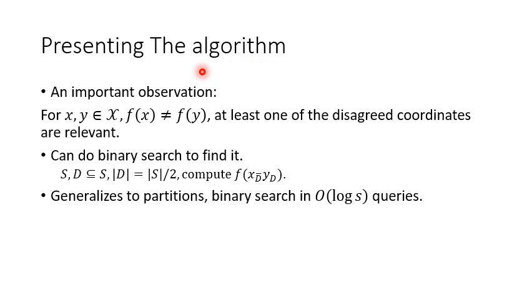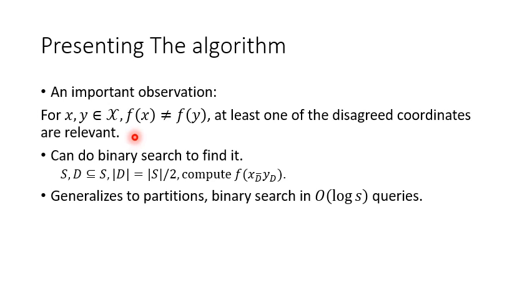Now that we have finished with the preliminaries, we can start displaying the main contribution of this paper. We'll start with the main algorithm. So an important observation, and a simple one, is that for two inputs, if f disagrees on these two inputs, at least one of the disagreed coordinates is relevant.